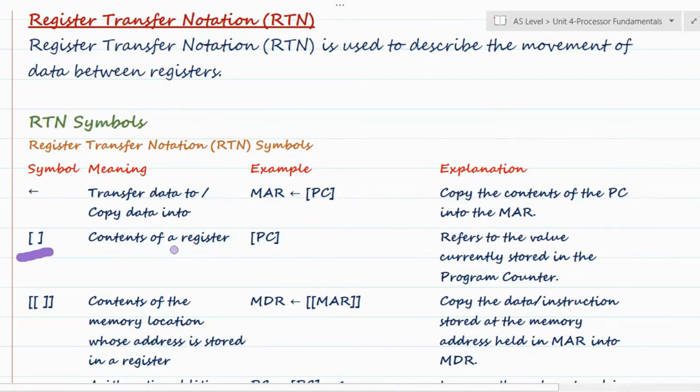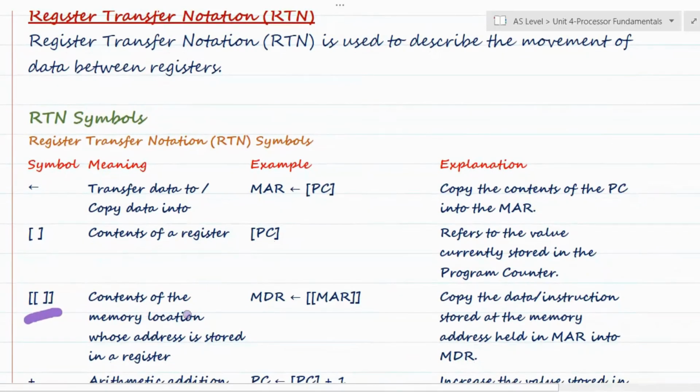Now, single brackets mean contents of a register. So whatever the contents stored in a particular register, whatever is written inside the single bracket, the contents of that. So it refers to the value currently stored in the program counter here. All right. Now let's understand double brackets. Double brackets mean the contents of the memory location whose address is stored in the register.